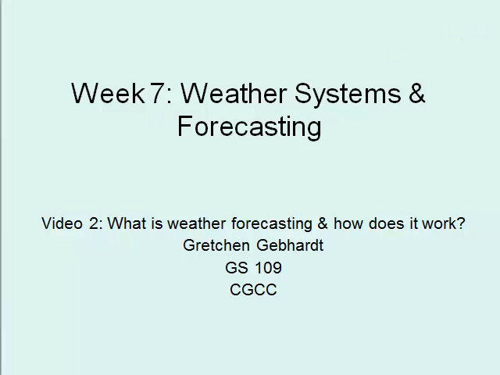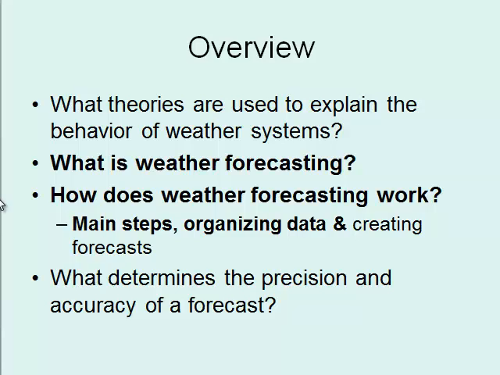Welcome back to week 7, and we're going to get into some of the details of what weather forecasting is and how it works. In this video, we'll cover the main steps and what goes into a forecast and organizing the data, where the data comes from. And then in video 3, we'll talk about the forecasts that are actually made and the types that can be made, and then we'll talk about precision and accuracy. But for now, we'll talk about the steps and what goes into an actual forecast.